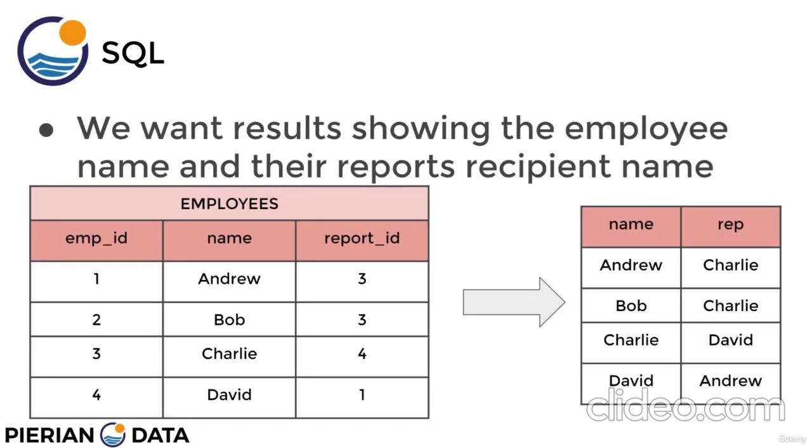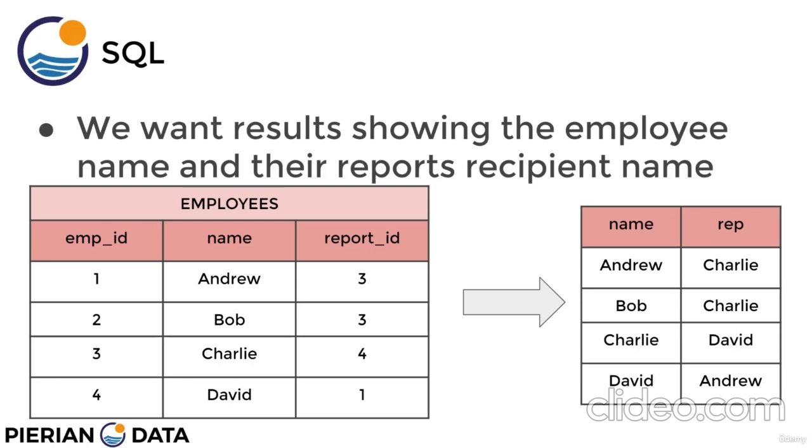Now let's imagine I wanted to show the results of the employee name and their report's recipient name. So I want to go from this employees table to something that looks like this on the right, where I have the name and then the person they're reporting to instead of just the report ID, which is the employee ID of the person reporting to. Technically, all this information is in this one singular table. So I can use a self-join to essentially make a copy, join it together in order to match the employee name with the report ID along with the employee ID.